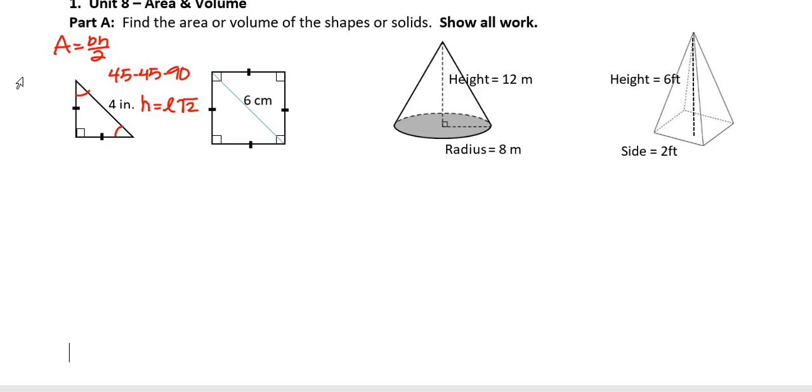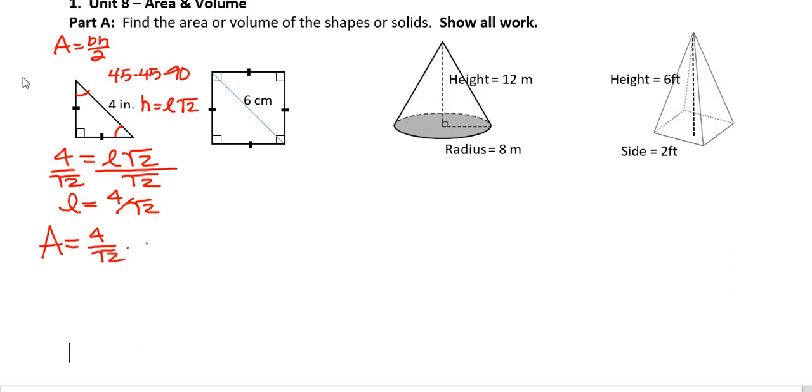So we're going to put 4 in for the hypotenuse, and we're going to solve for L. So notice I have L square root of 2, so I have to divide both sides by the square root of 2. That means L is equal to 4 over the square root of 2. Now I'm going to multiply the base times the height and divide it by 2. So when I'm trying to find the area of my triangle, it's going to be 4 over the square root of 2 times 4 over the square root of 2, and all of that's going to be divided by 2, because again, that's base times height divided by 2.